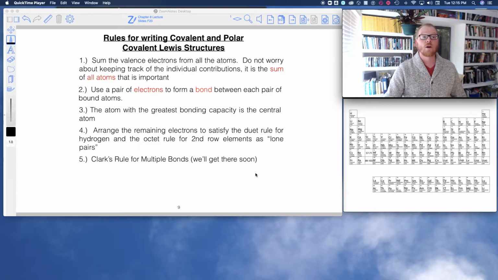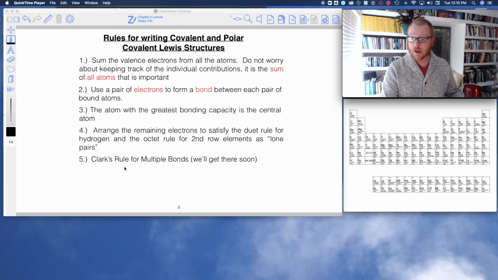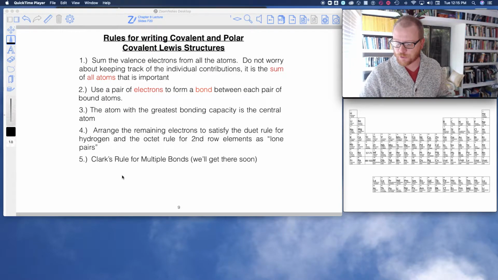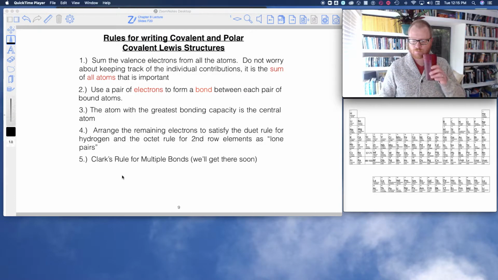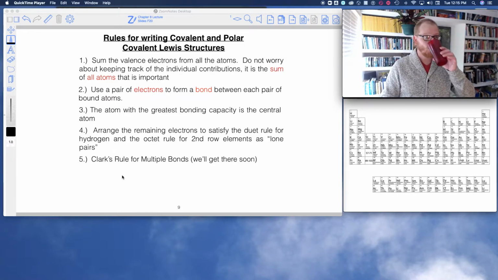Okay, so rules for writing covalent and polar covalent Lewis structures. Fantastic. We're going to get into it. I've got some rules here for you. I'm going to go through these briefly, and then I'm going to show you how we apply them. Sorry, I'm making sure I've got a stopwatch going so I don't talk too long.